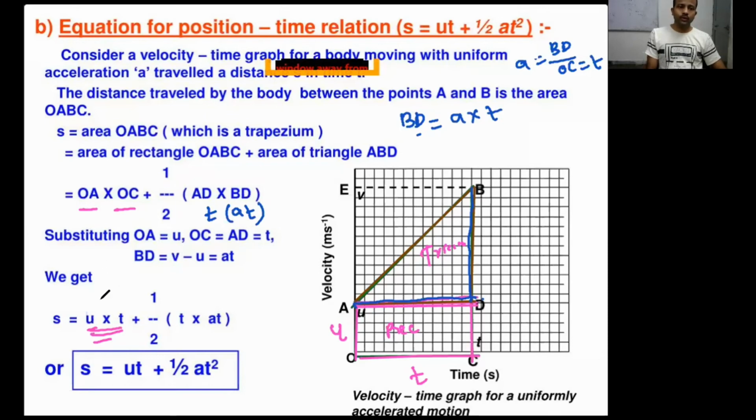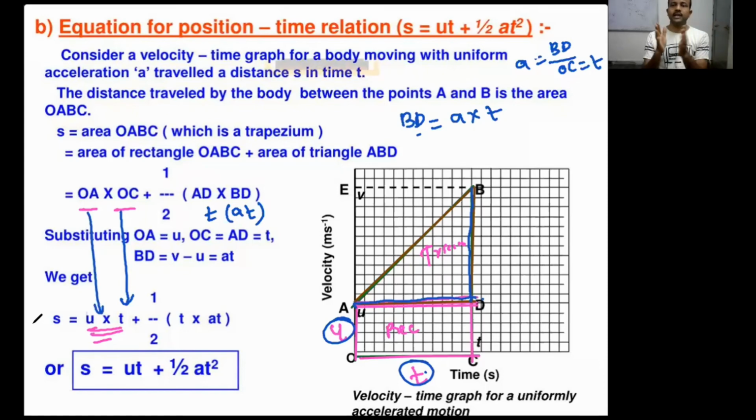Then OA is u, right? And OC is the t. OA value is the initial velocity, it will give u, and OC will give you the time t, right? OA into OC will give you the ut plus half of the AD into BD, t into AT. What will you get here? AT square. So directly you will get your S equal to ut plus half AT square.